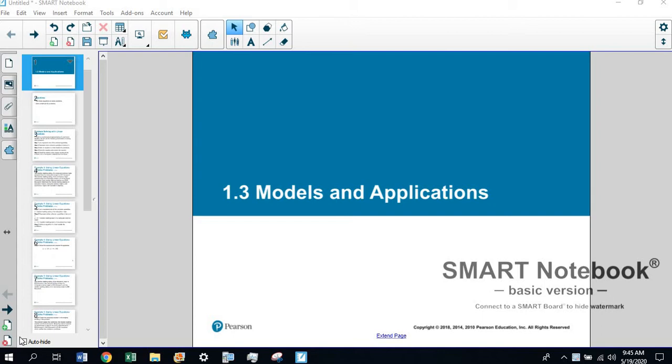This is section 1.3. We're going to be talking about basic algebraic models and their applications. Applications obviously is a fancy way to say word problems, but don't freak out on me. These are very basic, and it's really more about the process of setting things up than it is about how to solve the problems, than it is about the problems themselves.